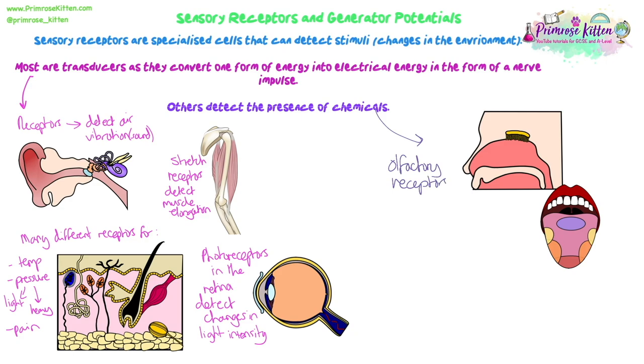So in your nose, you have something called olfactory receptors. They detect chemicals in the air that you breathe in through your nose. And then in your mouth, you have receptors in your taste buds. They detect stimuli, but it's more that the chemicals bind to the receptors, and that causes an electrical impulse to be generated. So it works slightly differently.